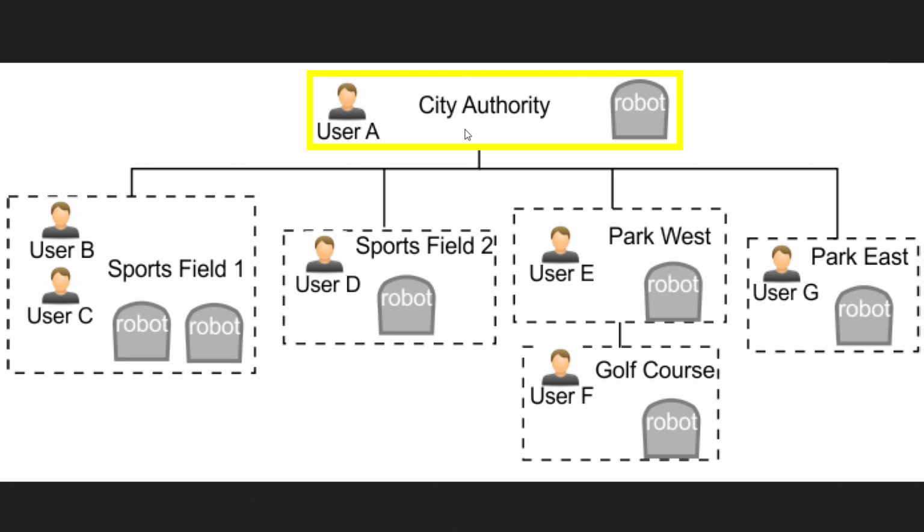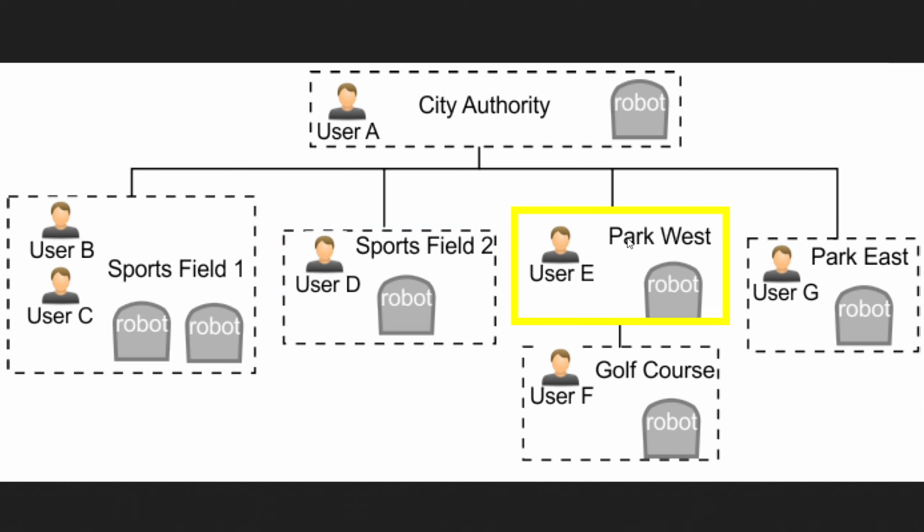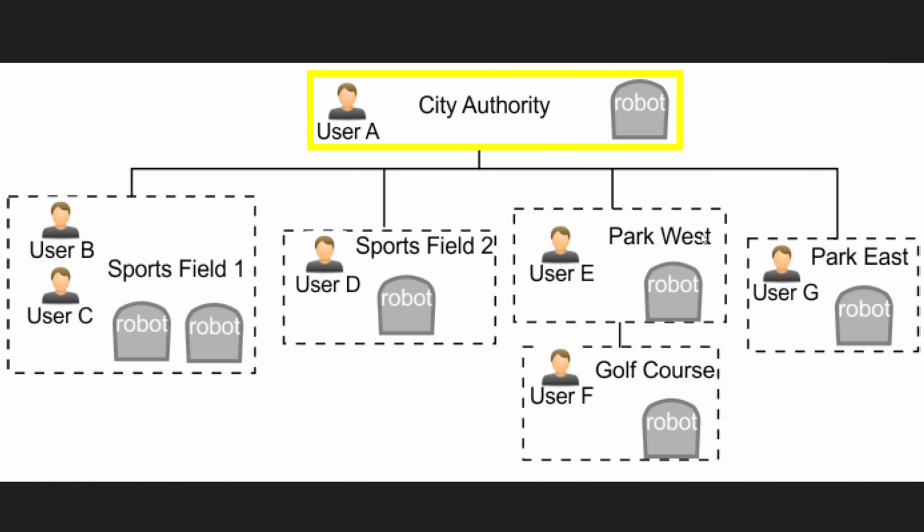So the City Authority entity has user A and this robot. So that would be a specific robot. They've created 4 sub-entities: Sports Field 1, Sports Field 2, Park West, and Park East. And then either Park West or City Authority made a sub-entity under Park West called Golf Course. So each of these also has different users and different robots in it. So this would be some sort of organization.